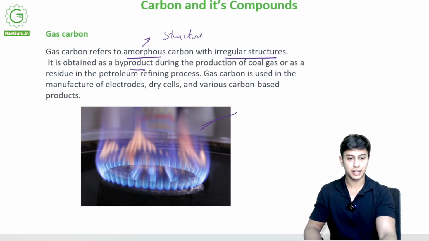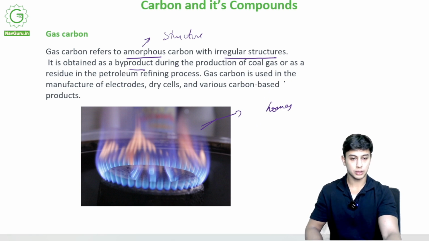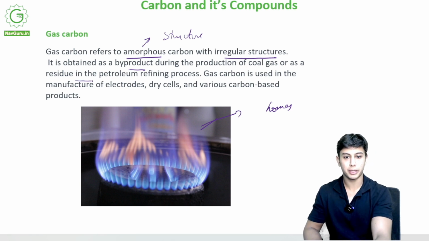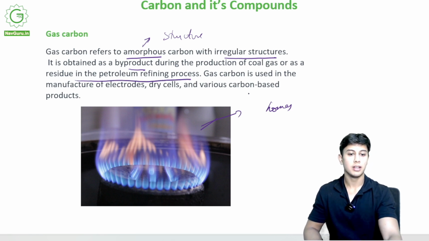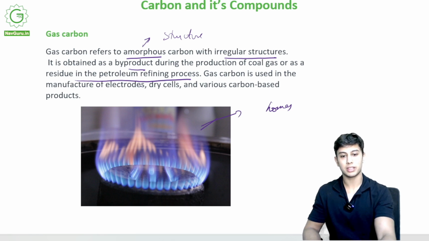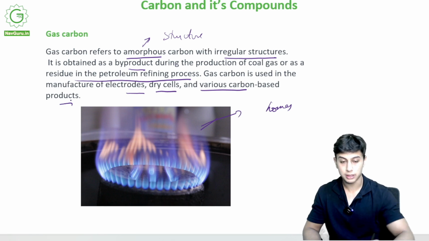We can see gas at our homes. Alright. Does it have a proper structure? No, it's just burning. Alright. So during the production of coal gas or as a residue in the petroleum refining process, gas carbon is used in manufacture of electrodes, dry cells and various carbon based products.